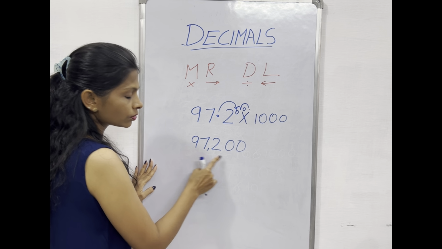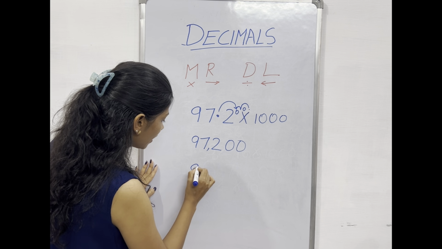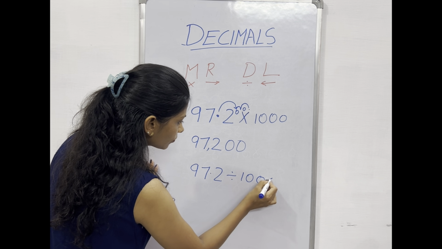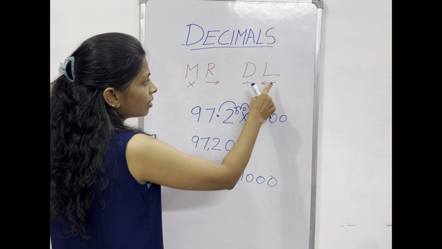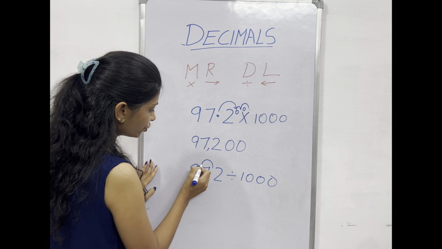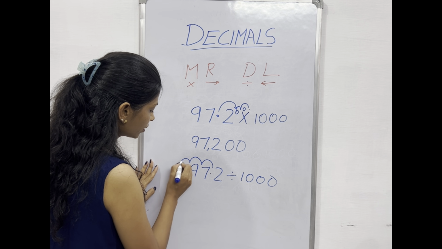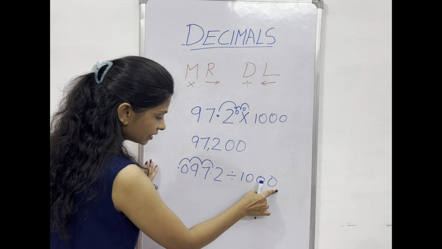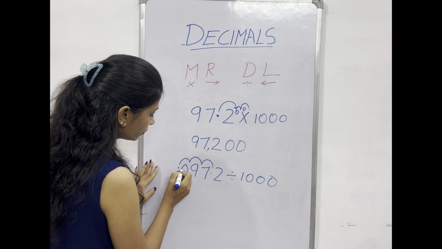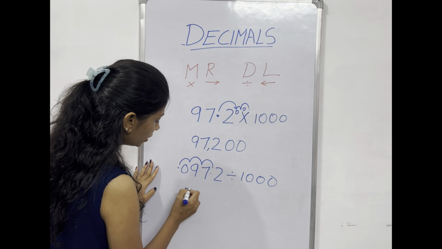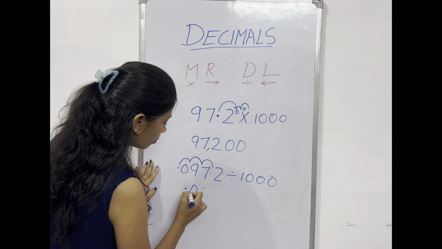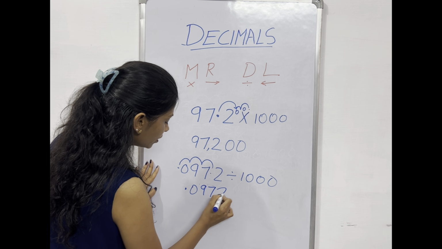Let's say I have to divide the same number by 1000. Then division, my decimal point will move towards the left. So one jump, two jumps, and a third jump, because I have three zeros here. Whenever I'm out of digits, I'll put a zero and my answer would be 0.0972.